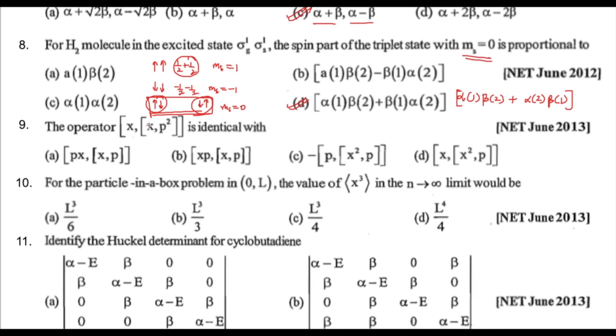It says that the operator, what you have to do, is a commutation of x and p square, and it is again being commuted with x. So what will be the answer there is what they are asking. So with which of these options it is going to be identical, that's what you have to answer. Now I'll try to solve this particular question in the next slide.